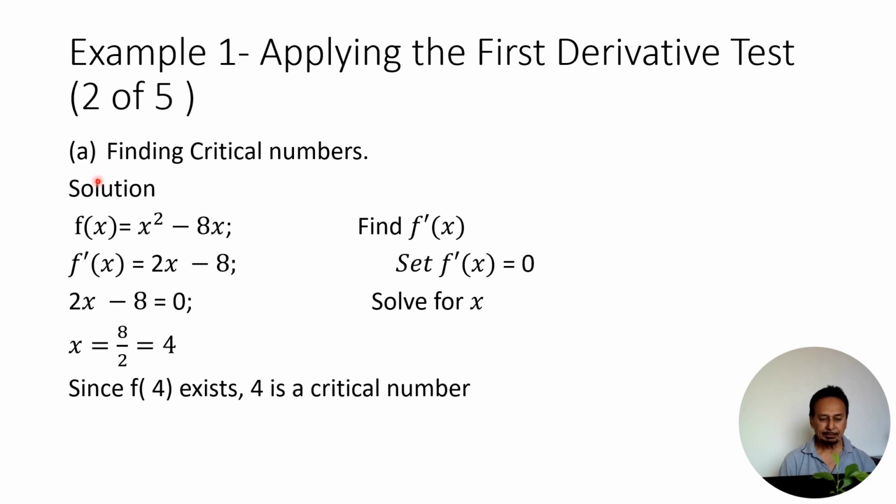Okay. Step 1. Find the critical numbers. So let's start with f of x equals x squared minus 8x. Let's find the first derivative. So f prime x: x squared becomes 2x, and 8x becomes 8. Now we set 2x minus 8 equal to 0 and solve for x. Move the minus 8 to the right and divide by 2. So x equals 4. Now f of 4 exists, so 4 is the critical number.